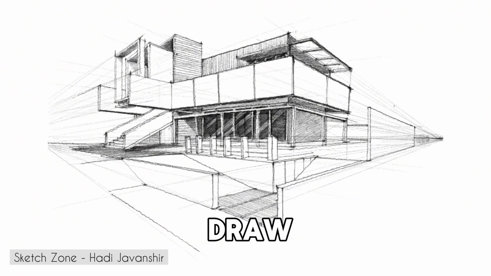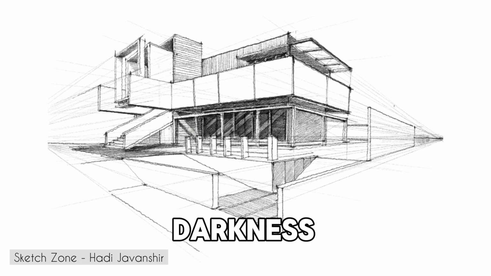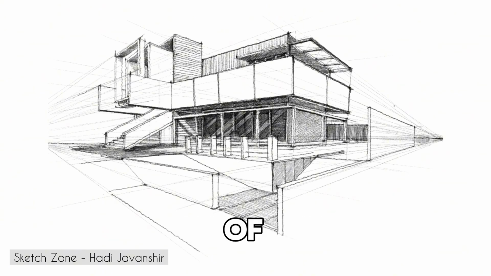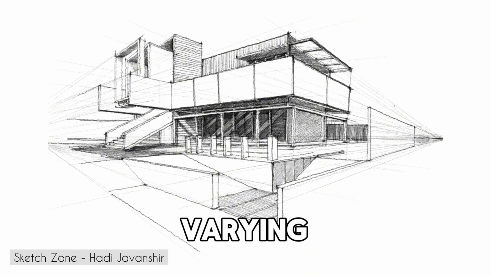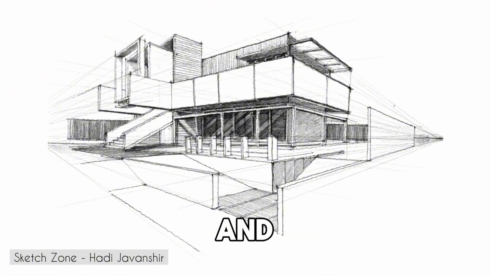Then, we need to draw some dark areas on the parts of the building that are facing away from the light. We can use hatching to create different levels of darkness and depth. Hatching is a technique of drawing parallel lines with varying density and direction to create shadows and textures.